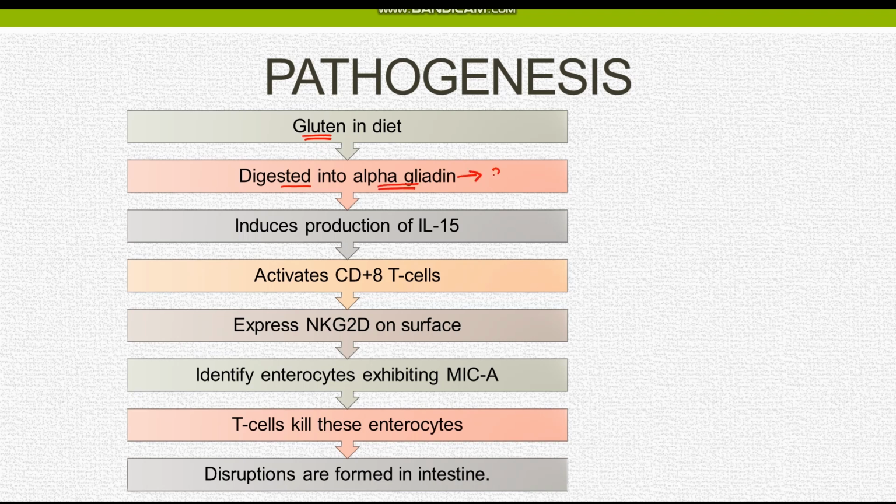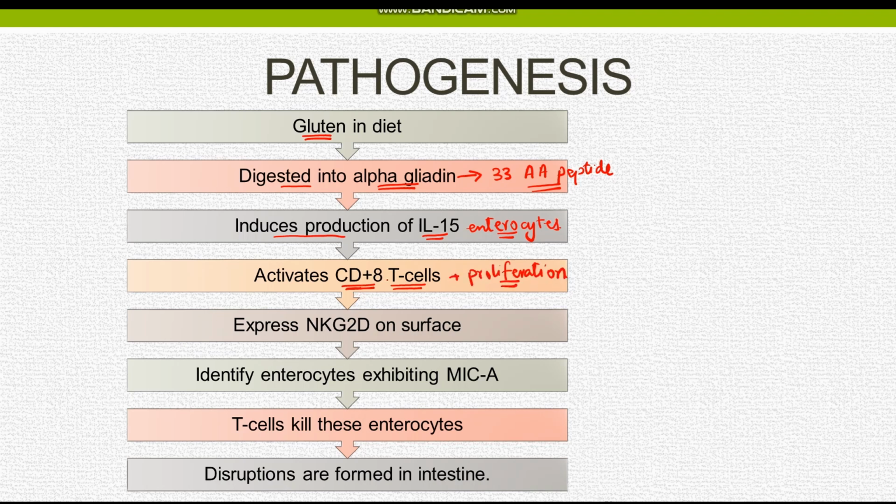This alpha gliadin is a 33 amino acid peptide which is resistant to the degradation by the GIT enzymes. So this intact alpha gliadin induces the production of interleukin 15 by the enterocytes. This interleukin 15 activates CD8 T cells and also causes their proliferation.